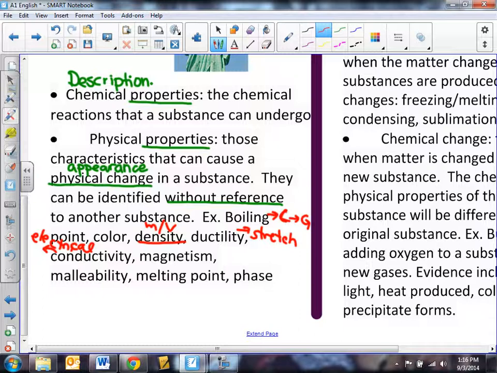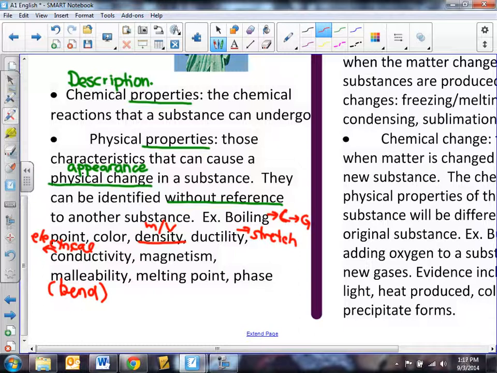Malleability is really similar to ductility. Malleability is whether or not I can bend the substance, so make a different shape out of it without it breaking. And malleability and ductility both have that in common. Can I stretch and can I bend this substance without it cracking? So for example, I could try to bend a piece of uncooked spaghetti, but it would break. It is not malleable.